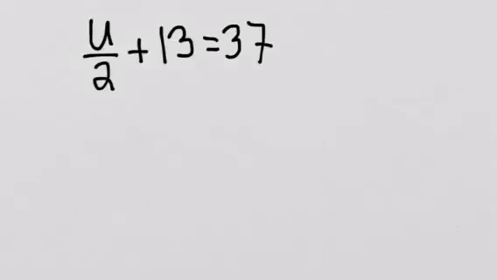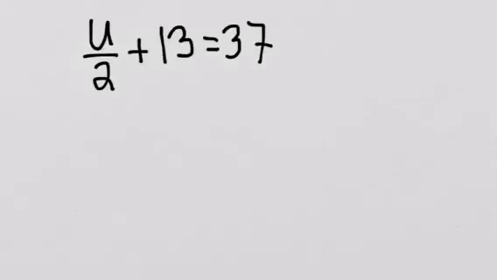This is an equation because there is an equal sign in the problem. It's a two-step equation because it's going to take us 2 steps in order to isolate u. Anytime you're solving an equation, your job is to get the variable, which is just another word for the letter, isolated or by itself on one side of the equation.